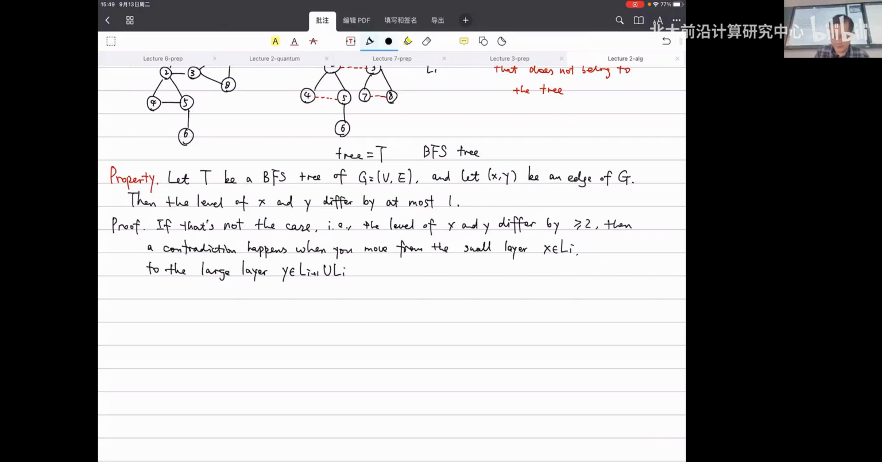If the depth of Y here is at least the same as X, it can only be the case that this Y is at the same layer, also at Li, or at Li plus 1, because after all, you have the edge. XY belongs to E here, and you should be able to reach Y at most at Li plus 1. So basically, this finishes the discussion of the property.